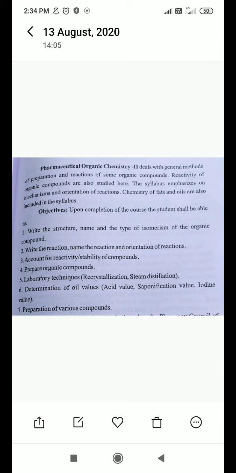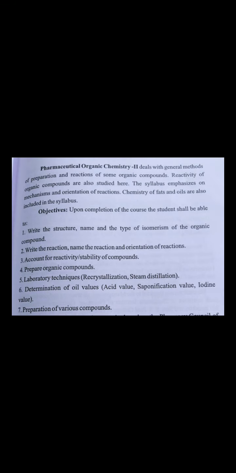I think you learned about pharmaceutical organic chemistry first and pharmaceutical inorganic chemistry. Okay, before that you should know the basic difference between pharmaceutical inorganic chemistry and pharmaceutical organic chemistry. Which type of compounds, which type of methods, have you studied in pharmaceutical inorganic chemistry? I think you have learned about different salts, different inorganic compounds.